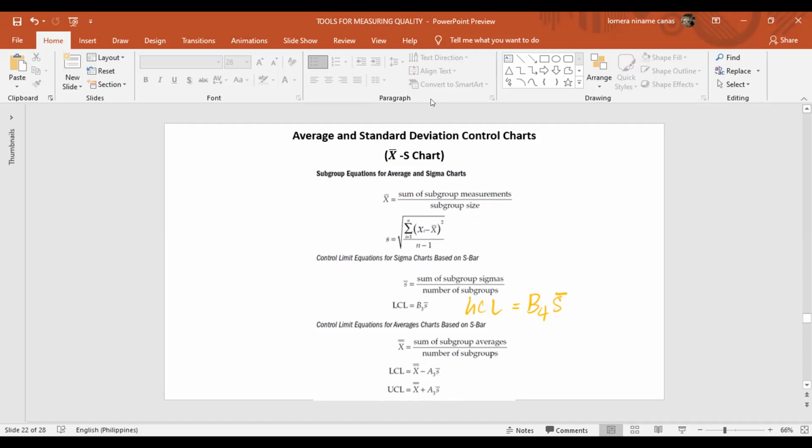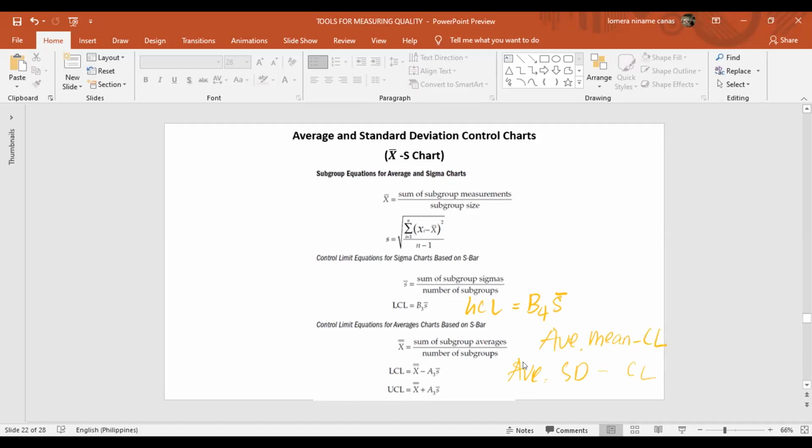The central line for the S bar chart is the average standard deviation. Okay. And the central line for the averages chart based on S bar is the average mean. Okay.